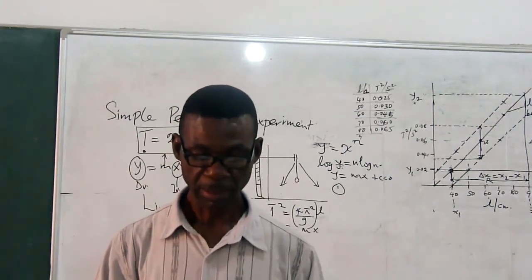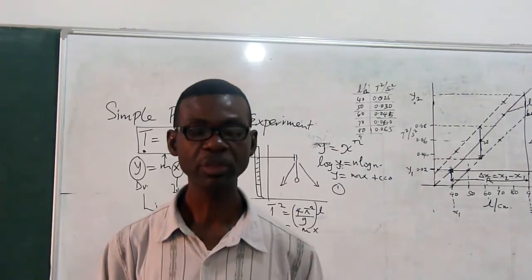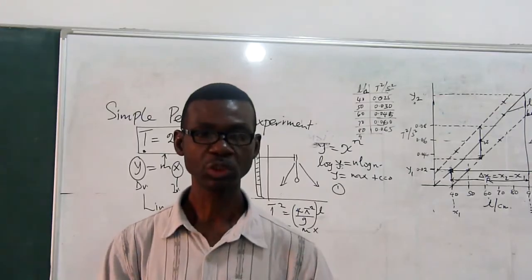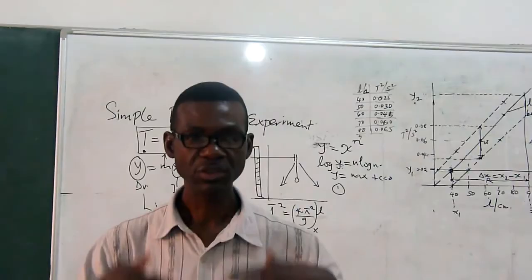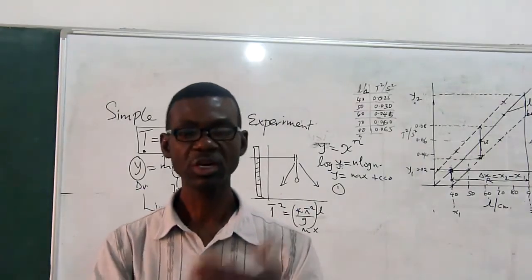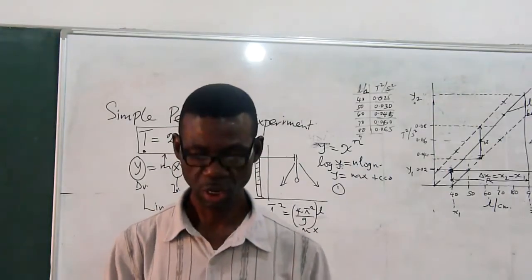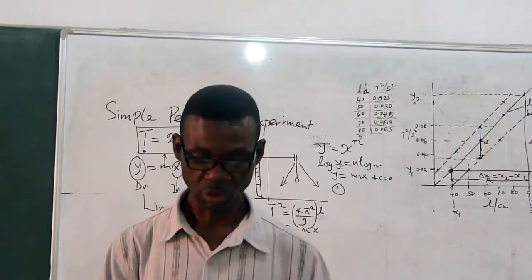After that, there must be the procedure. Like I said, for most of the experiments you'll be performing in the laboratory at this level, we have supplied you with the procedure. So every experiment has its procedure. You may not necessarily reproduce the procedure, but you can draw diagrams when necessary to show the procedure you have taken. After that, you present your results.